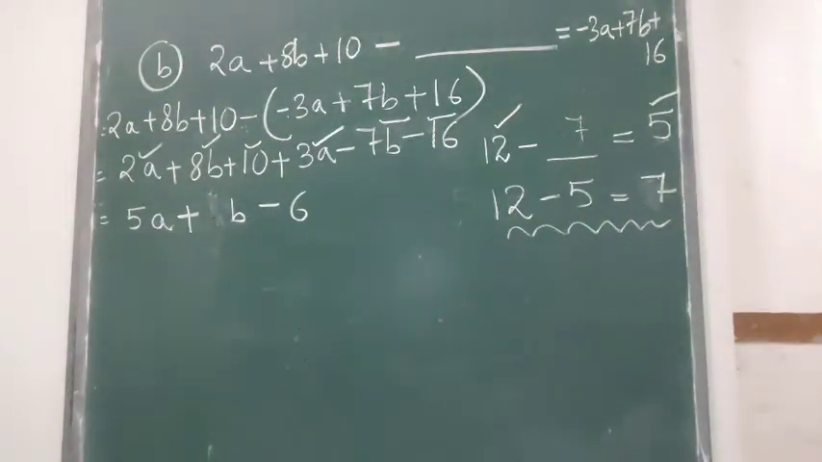Okay, that is 5a plus b minus 6. Now we will start with question number 5.